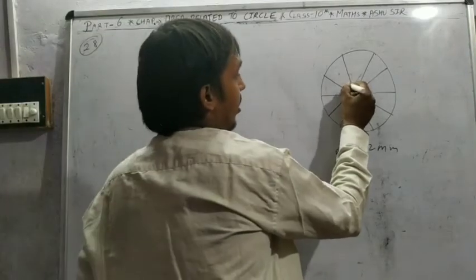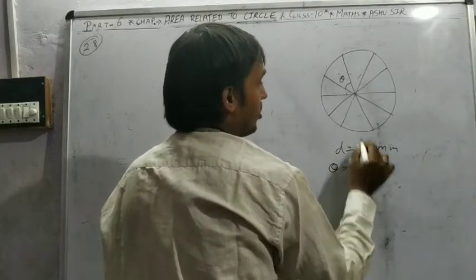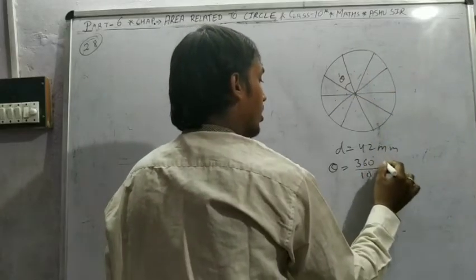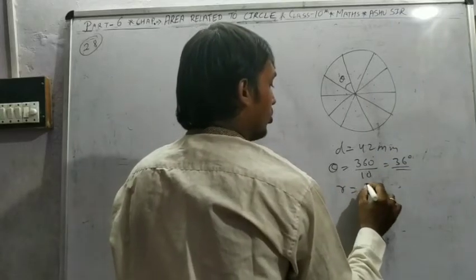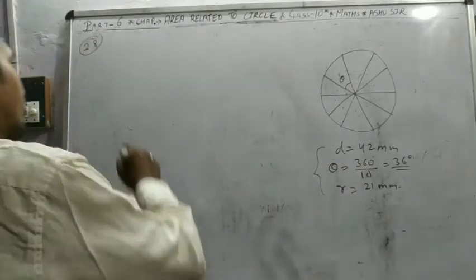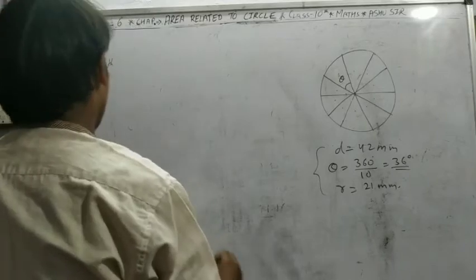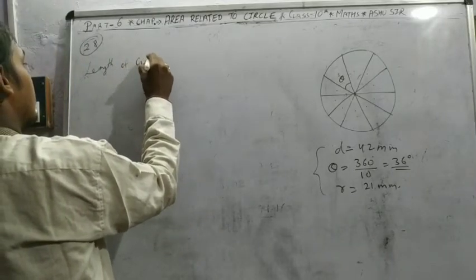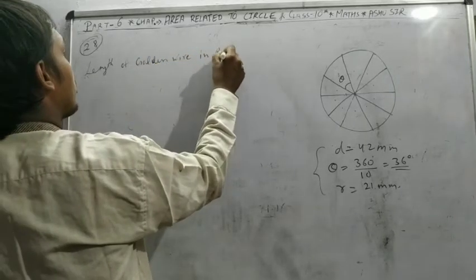Here, first we find the value of theta. Theta is 360 by 10, that means 36 degree angle. And the radius is equal to 21 mm. Then first, the length of golden wire in the brooch.